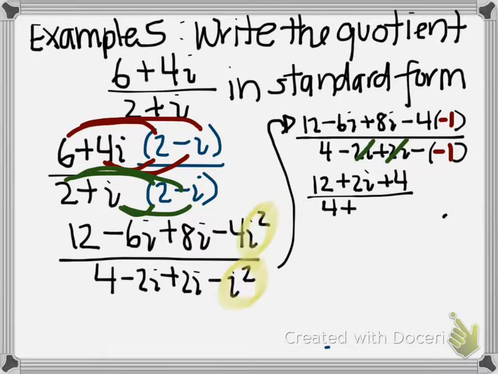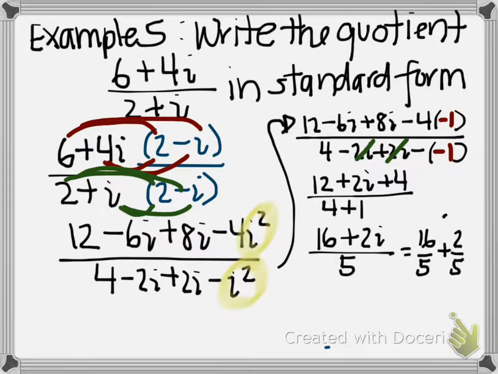And if you notice on the bottom, the reason why we do this is to cancel out the i's, which it does. So after all the simplifying, we get 16 plus 2i over 5. Now because the 16 and the 2 and the 5 do not have any common factors, this would be your final answer. But because they're asking for standard form, normally we like to separate the real part and the imaginary part. So 16 over 5 plus 2 over 5 i would be your final answer.